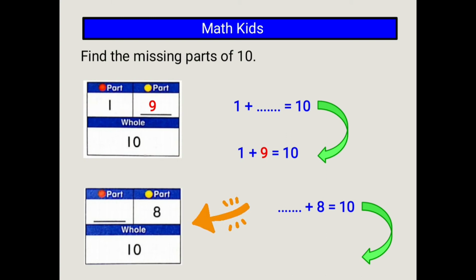The next example on this page, we don't know the number at the red part. At the yellow part, we have 8, and the whole number we have is 10. So, what plus 8 gives you 10? So, after 8, 9, 10. So, we have 2 on our fingers. So, 2 plus 8 gives you 10. So, we'll draw 2 at the first part.